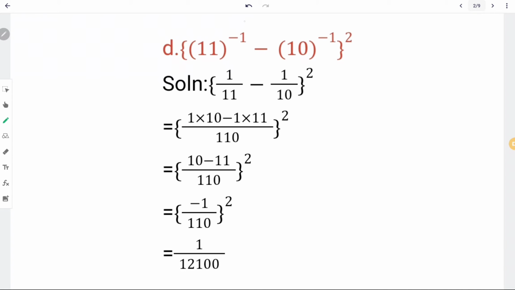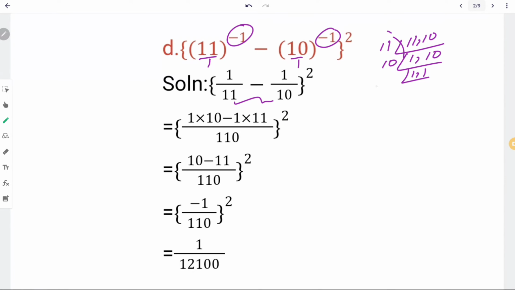All right, D, same thing again. Let's convert the negative power, or minus 1 and minus 1, into plus. So we just have to flip them. Okay, so it's going to become 1 by 10 minus 1 by 11, the whole thing squared. Once we're done with that, we'll try to find the LCM of 11 and 10. There are no common factors, right? So our LCM will be, you just have to multiply 11 into 10, which gives 110 here.